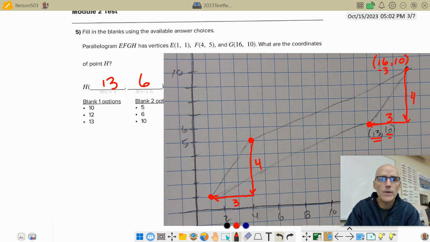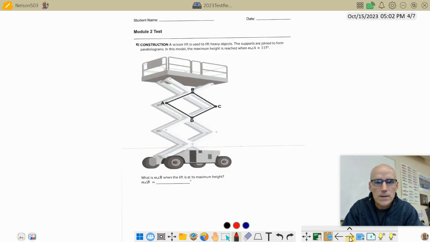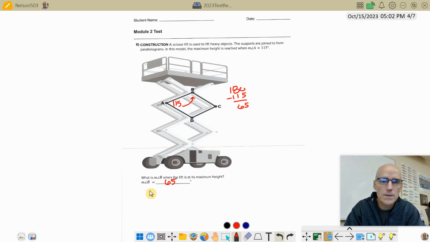13, 6 on number 5. On number 6, it tells us the max that this angle is going to get to is 115. So let's put 115 right in here. Once the lift is completely stretched out, there's 115 here. And then this angle is supplementary with that 115. So 180 minus 115 gives us 65. So 65 is the answer on number 6.